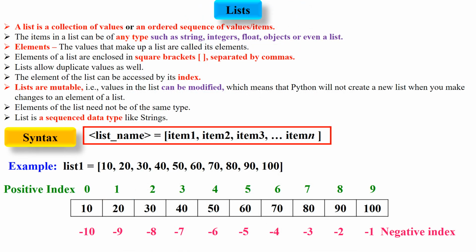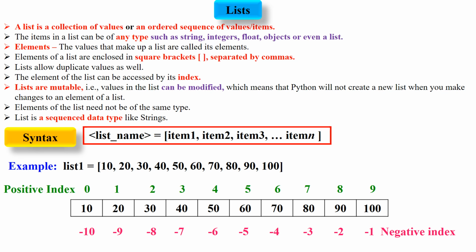Let's have a quick glance about lists. A list is a collection of values or an ordered sequence of values or items. The items in a list can be of any type such as string, integers, float, objects, or even a list. Elements, the values that make up a list, are called its elements. Elements of a list are enclosed in square brackets, separated by commas. Lists allow duplicate values as well.